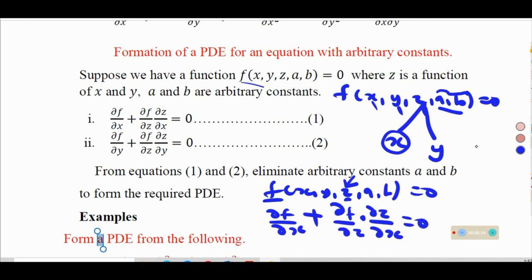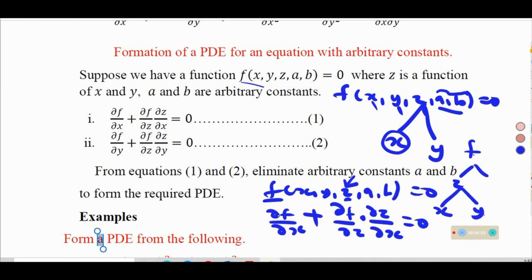We are doing that because if you form a tree diagram here, you have f. F is in terms of z, f is containing z, x, y, a, and b. So this f here is containing z, but remember z is containing x and y. So you have f, you have z, you have x and y.